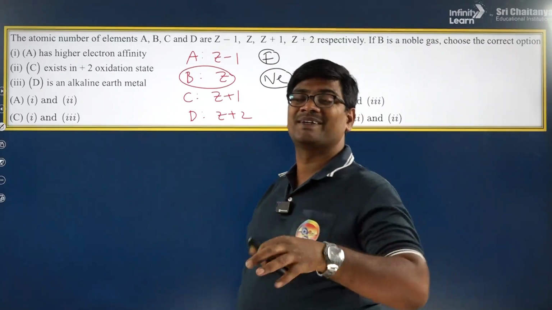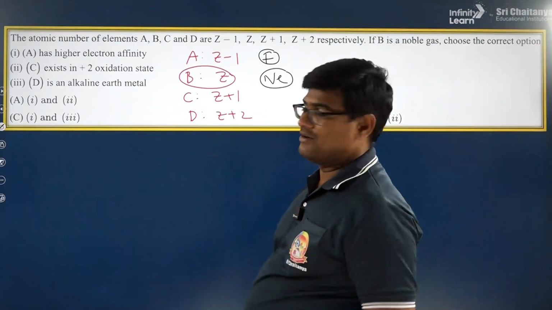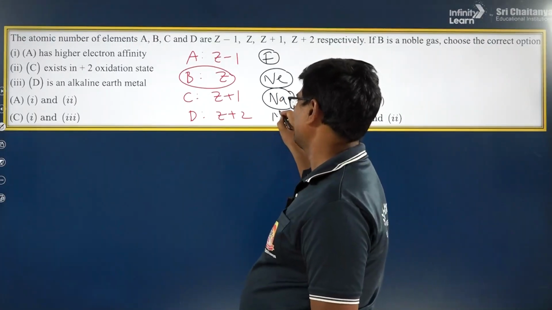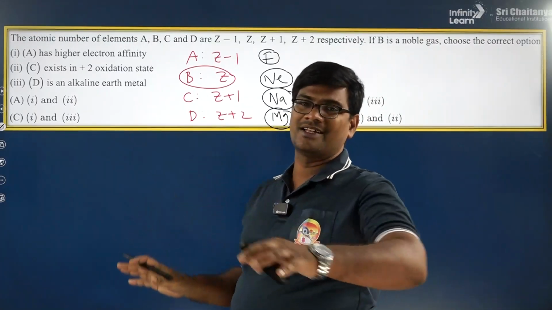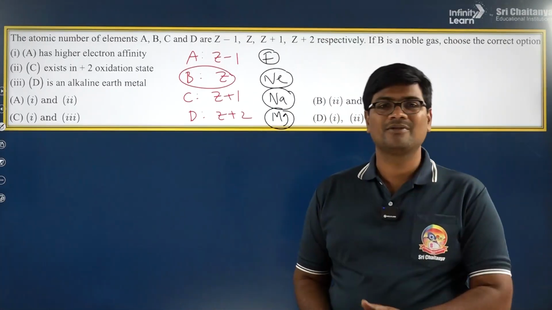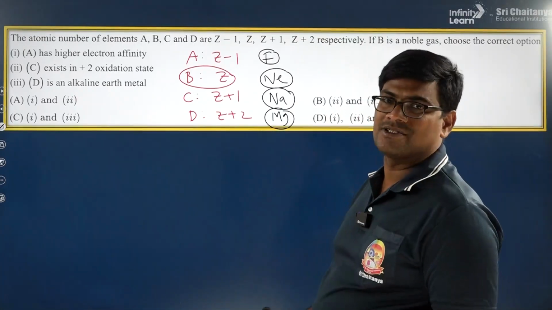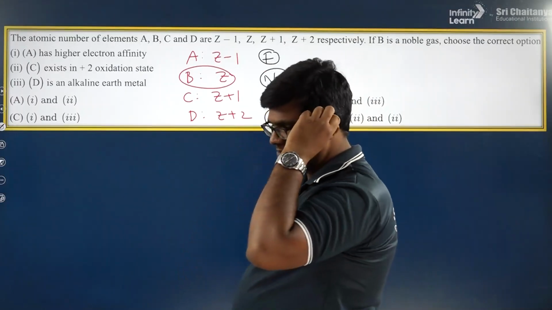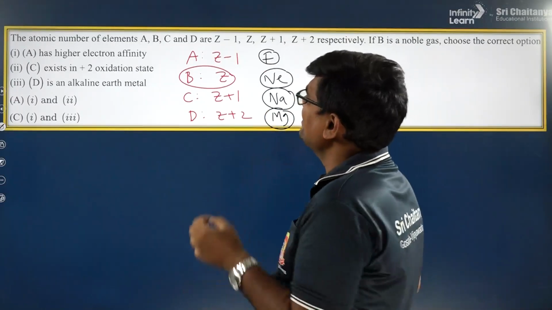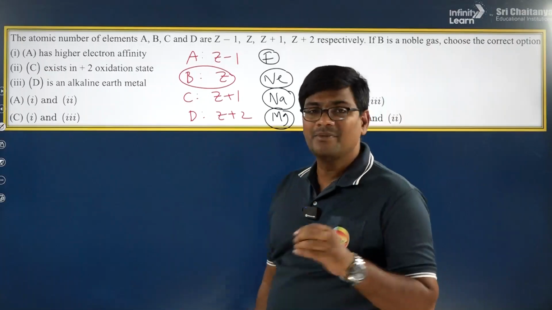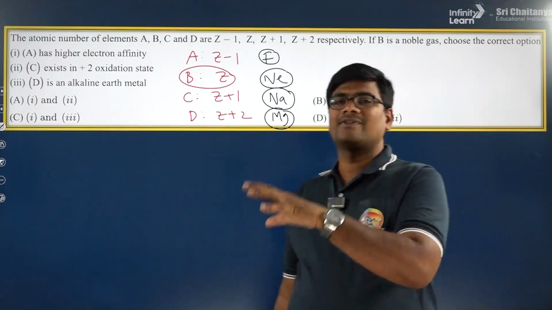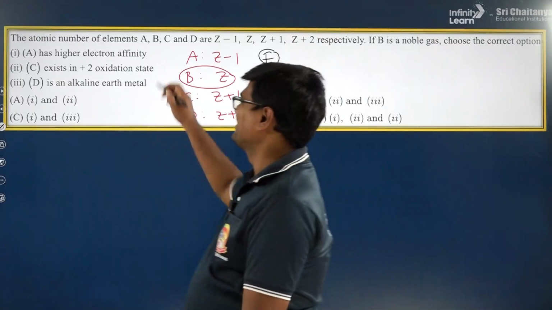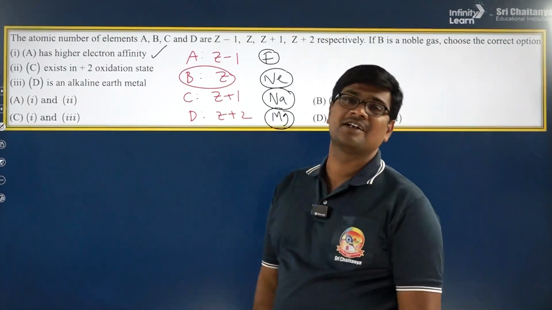And then what is Z plus 1? Neon plus 1 element, atomic number 11. What is that? Sodium. And then atomic number 12, what is that? Magnesium. So with this analogy, with this comparison, we can check the options and then check the properties. Statement 1 says A has higher electron affinity. A means here fluorine. In the given list, fluorine obviously has a high electron affinity. Therefore, the first statement is right.